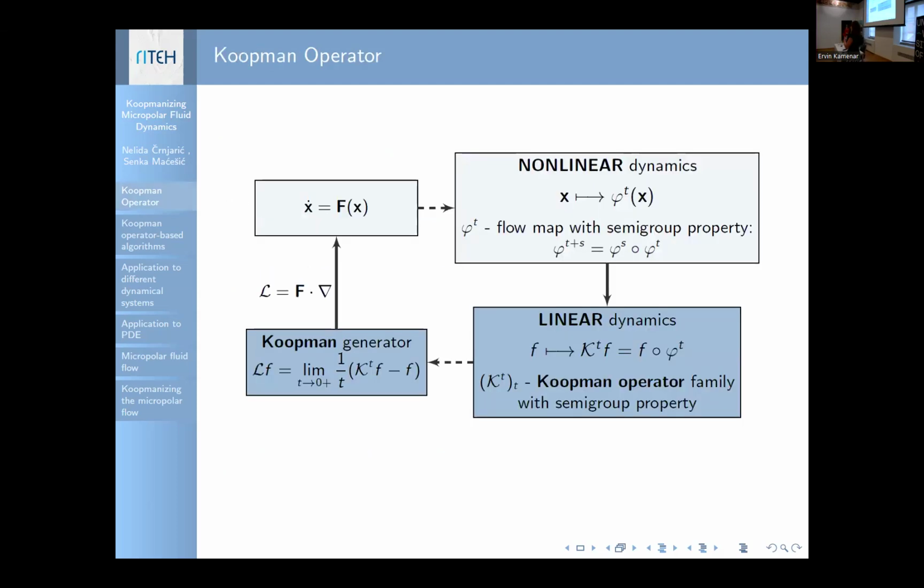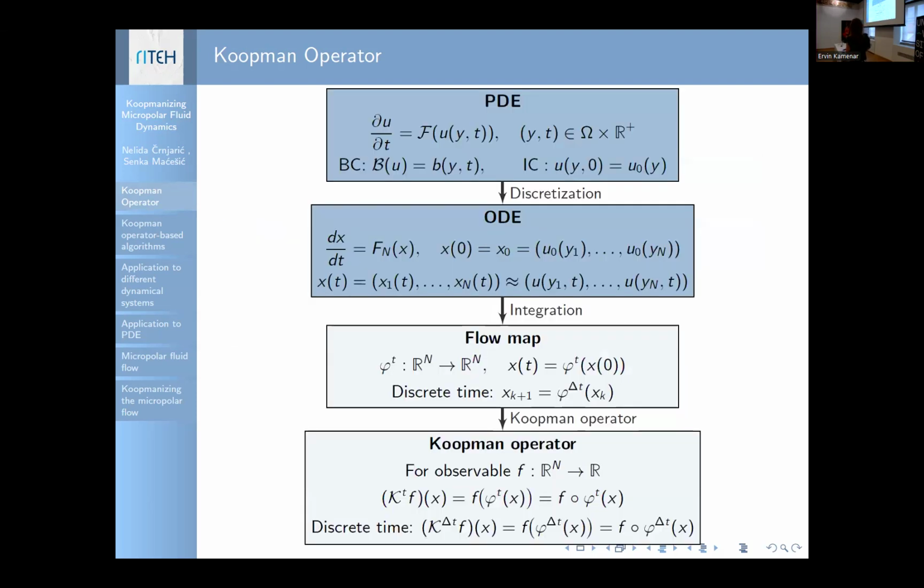So we start as usual with nonlinear dynamics that could be generated by an ODE and associate to it a Koopman operator. I denote it here with K^T. But we start with the PDE, more precisely with an initial boundary value problem, where the boundary and the initial conditions are defined.